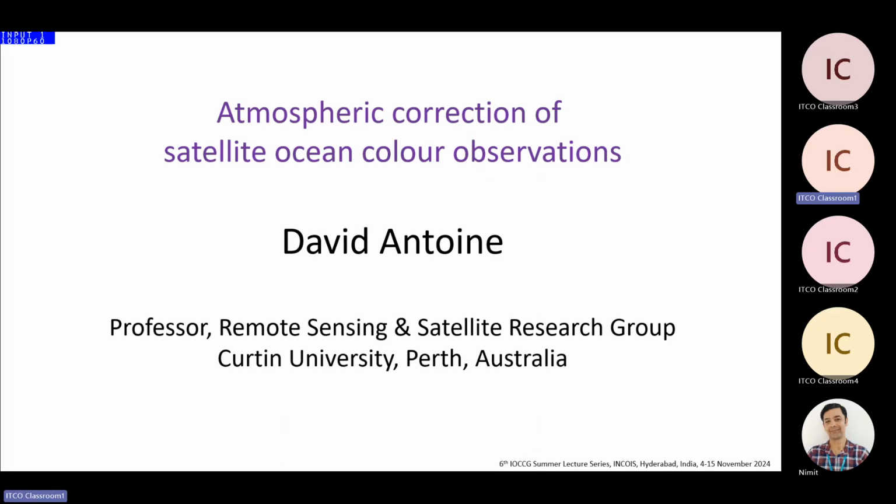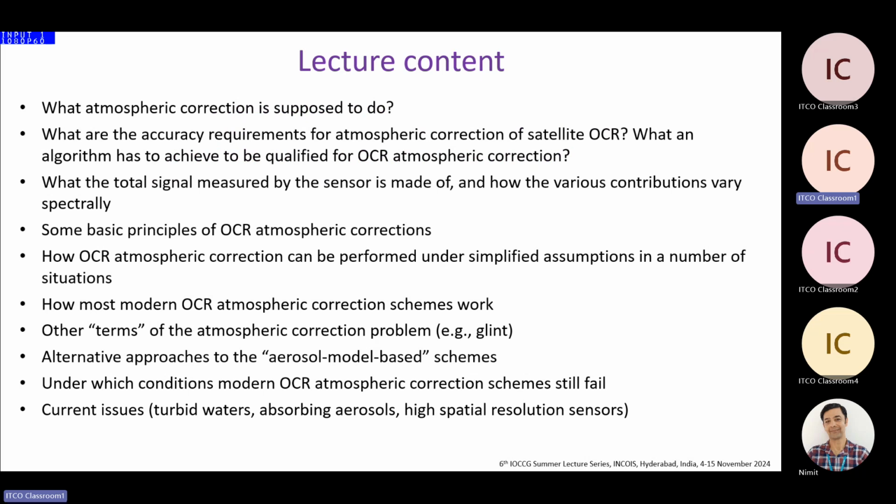Yeah, so atmospheric correction of satellite ocean color observations. As you know, that's one of the crucial steps of anything we want to do with this technique because the atmospheric part of the signal we look at is quite significant. And in the lecture, I will go through some of the basics of atmospheric correction, how it is performed, and what it is supposed to do.